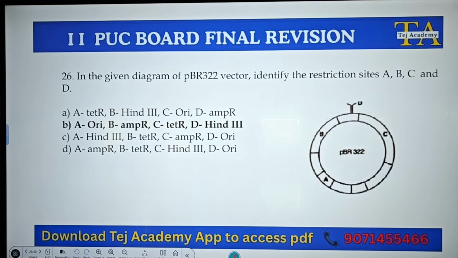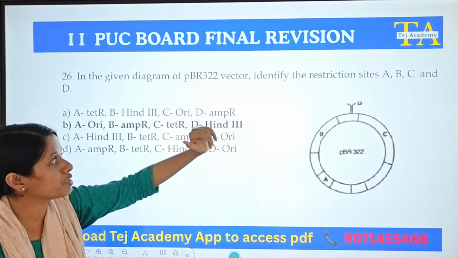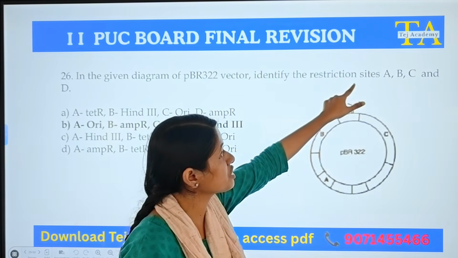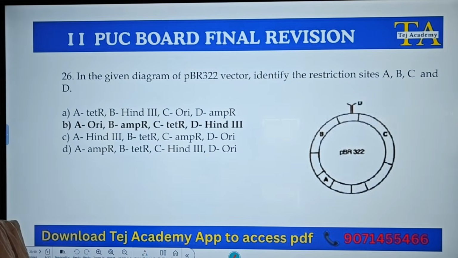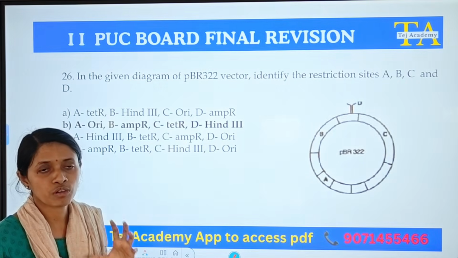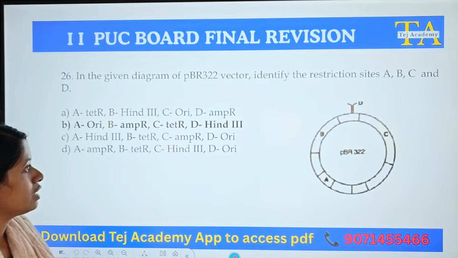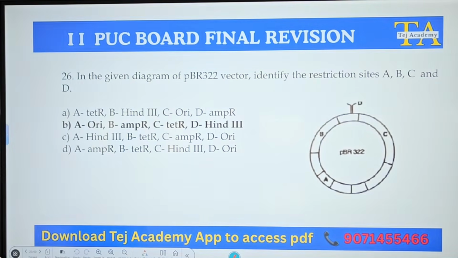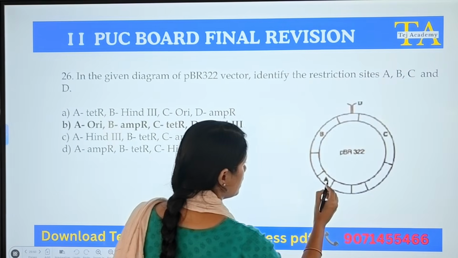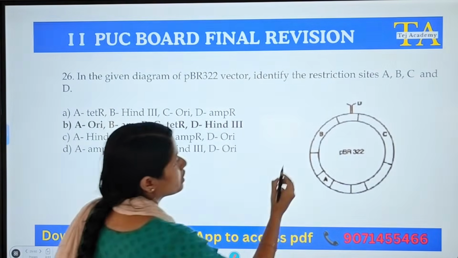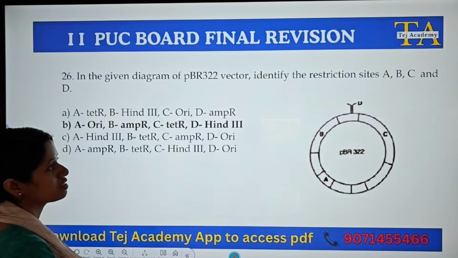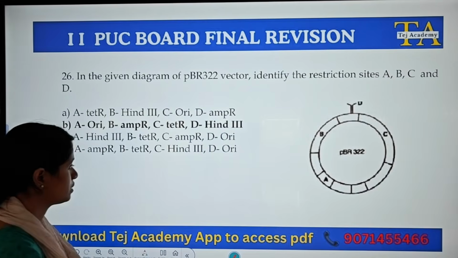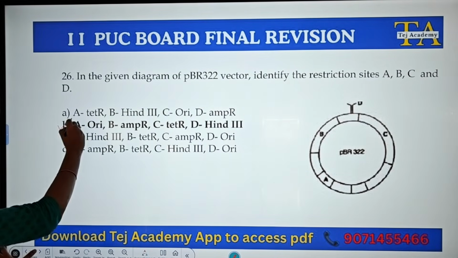The next question is, in the given diagram of pBR322 vector, identify the restriction sites A, B, C and D. Here, what is more important is you have to be thorough with the labels and diagram of the pBR322 vector. And if you know the diagram well, then you will easily identify that A is ori site, B is ampicillin resistance site, and C is tetracycline resistance site, and D is HindIII site. So the answer is B.